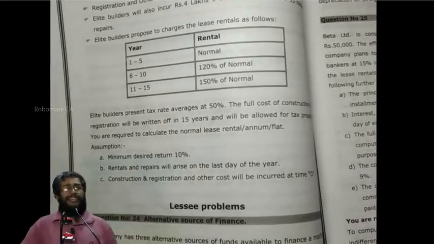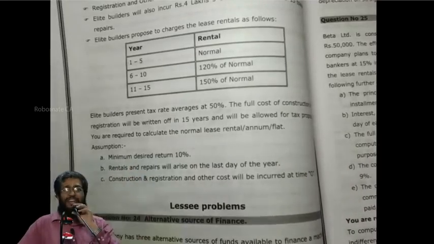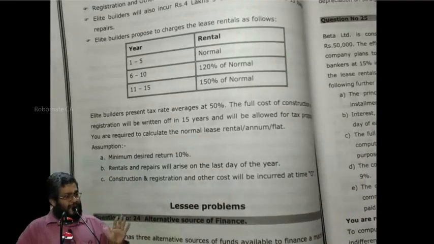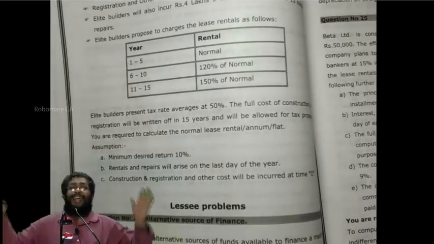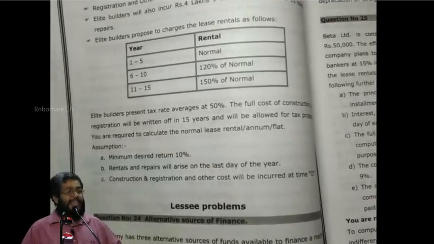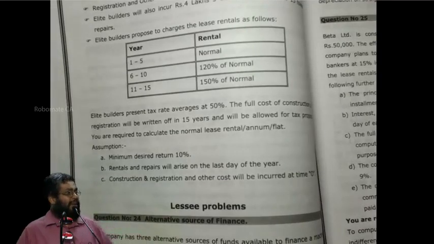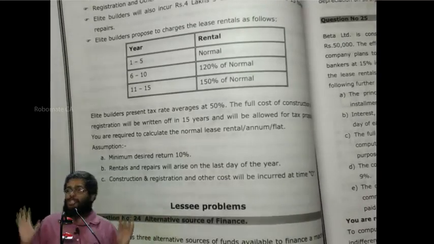And one more thing is, in examination, when they use the word equal installments, it should be principal equal. When they use the word equal installments, it is like an EMI where the principal plus interest should be equal. Everybody following on? So this should also be kept in mind.